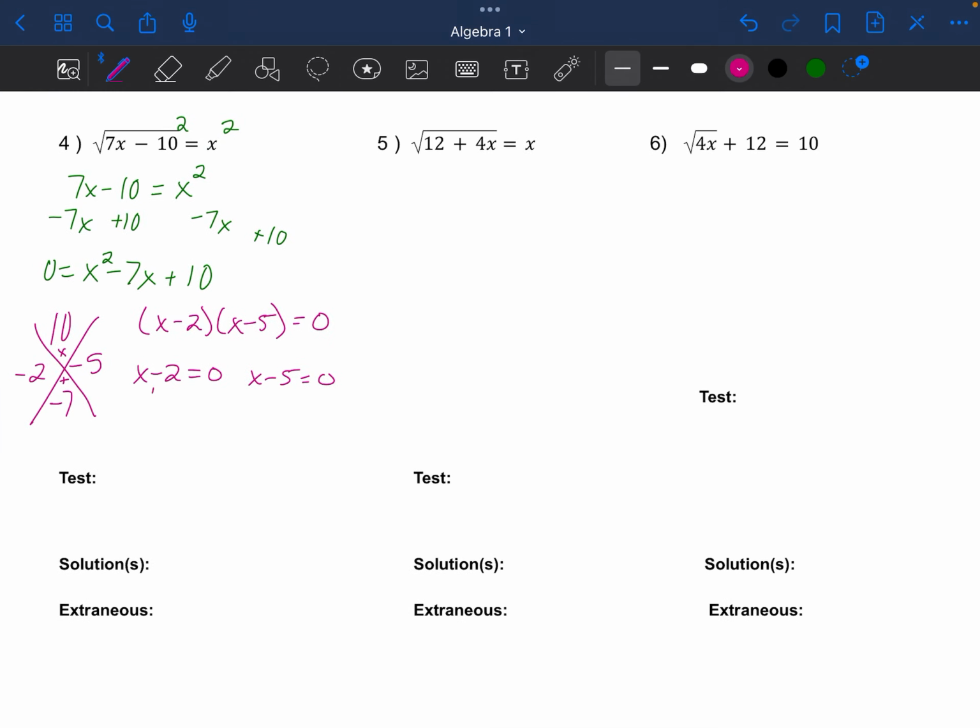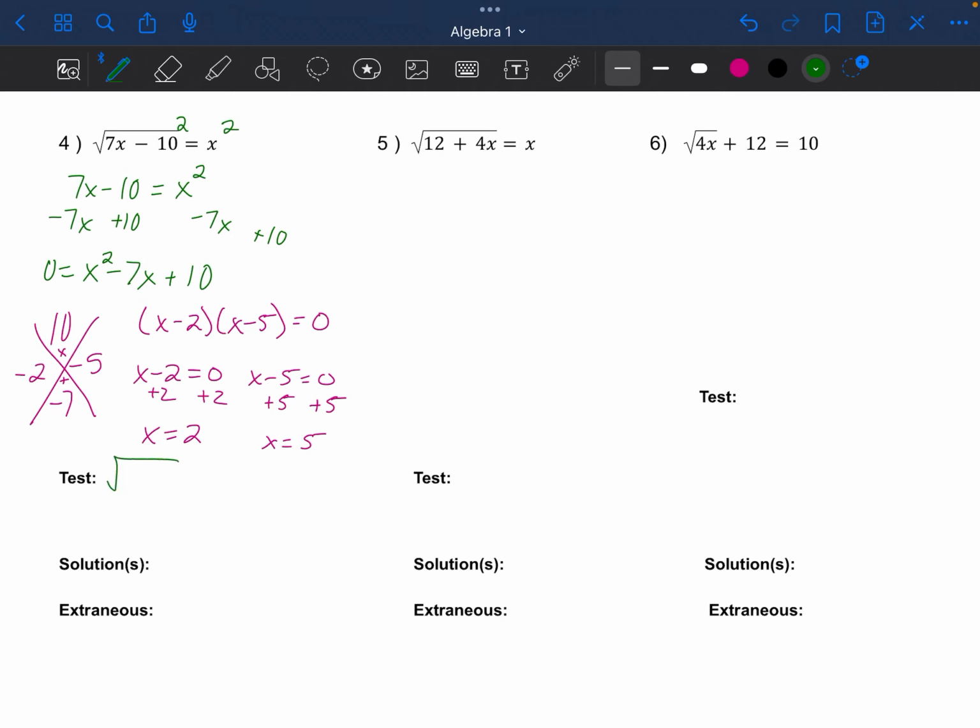Solving for each one, we're going to add 2, and we get x = 2. We're going to add 5, and we get x = 5. Now, when there's two solutions, at least one of them's got to be extraneous, so let's go back and check.